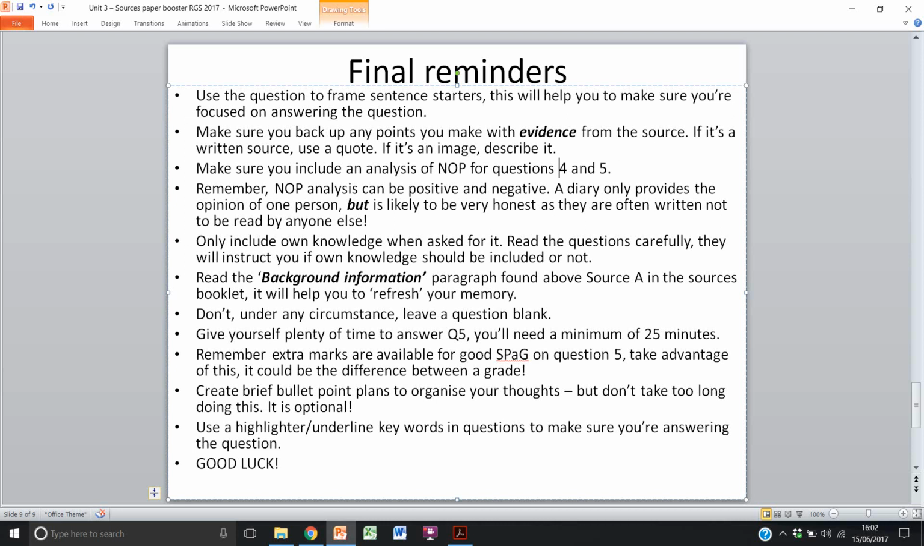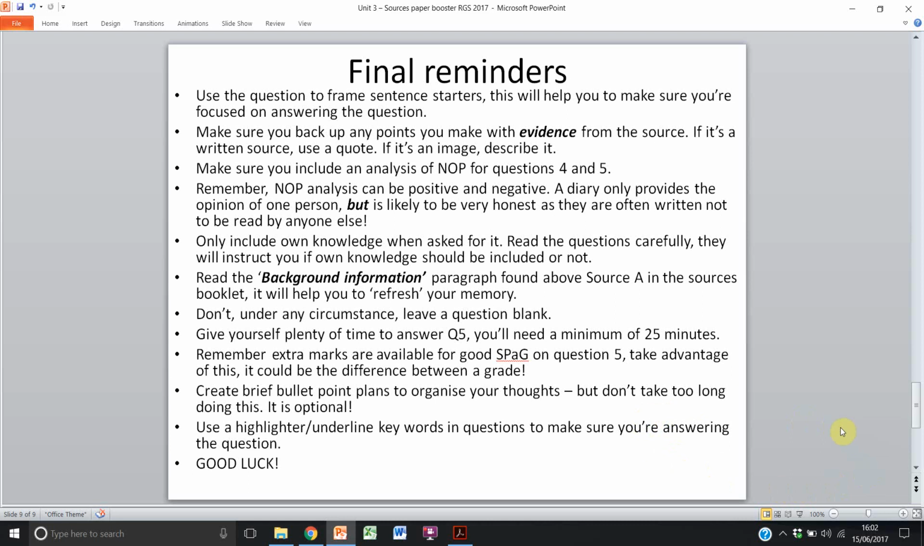Slight change there. You don't need to worry about question 3. It's just questions 4 and 5 where you must do an analysis of nature, origin and purpose. And when you're doing that analysis of nature, origin and purpose, remember it can always be positive or negative. For example, a diary only provides the opinion of one person, but a diary is likely to be very honest, as they're written not to be read by anyone else. So there's always positives and negatives to any historical source.